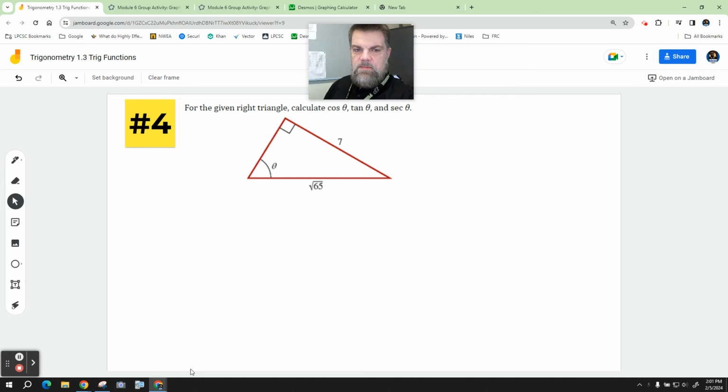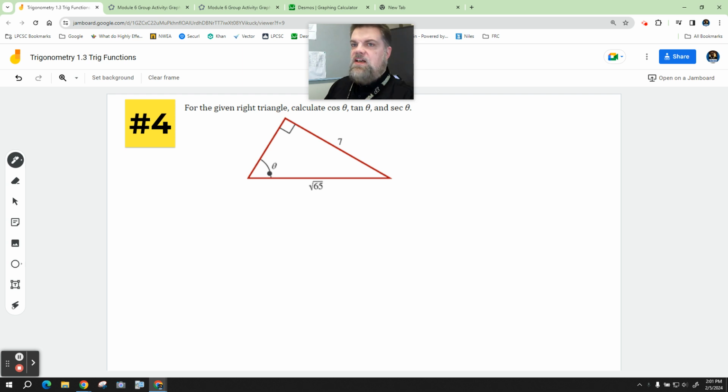So I have some things here that I want to calculate. I need cosine, tangent, and secant of this particular right triangle. So there's a couple ways you could do this. First, and I want you to get used to this.